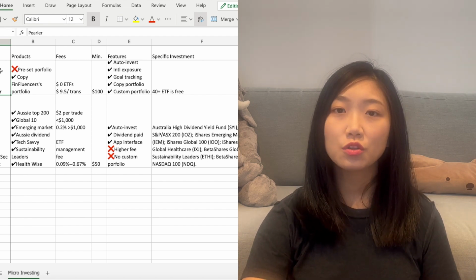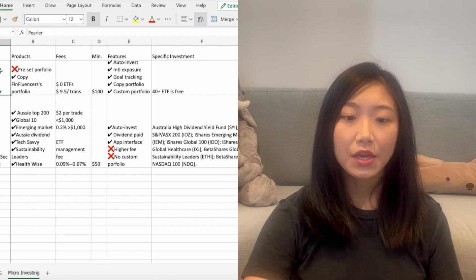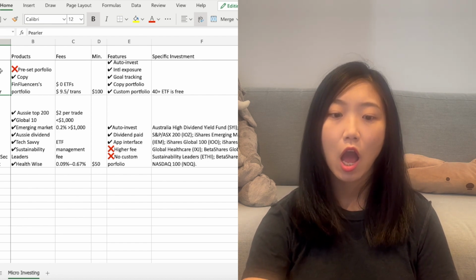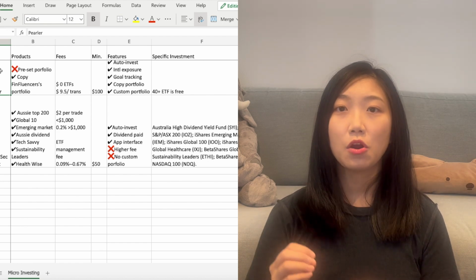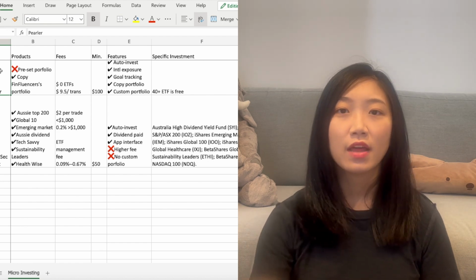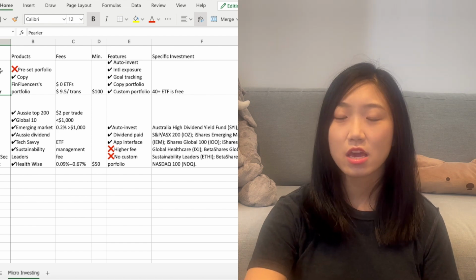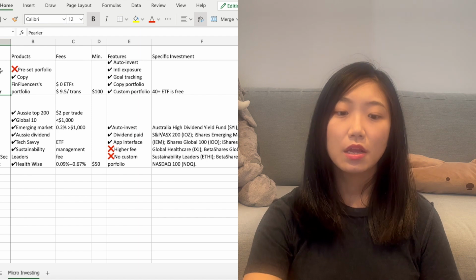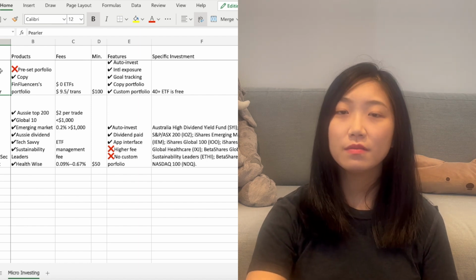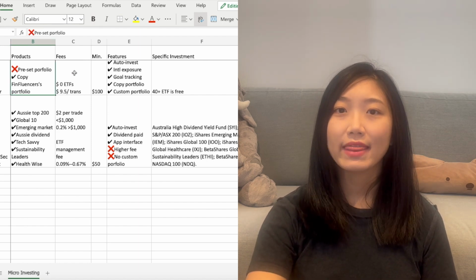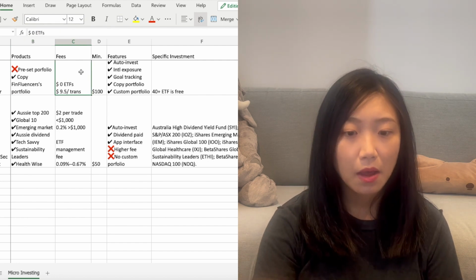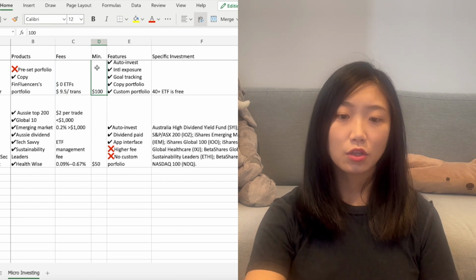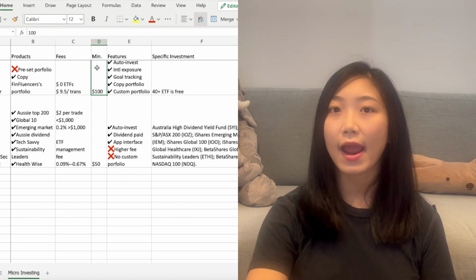So Pearler does not have preset portfolios. However, you can copy your favorite influencer's portfolio in Pearler. It also has zero brokerage for a lot of the ETFs on their platform if you hold them for more than a year. For other transactions, if you were to buy from Pearler, it is $9.50 per transaction. However, they are looking to lower that down the track sometime. The minimum investment for Pearler is $100, so it is slightly higher compared to Raiz or Spaceship.